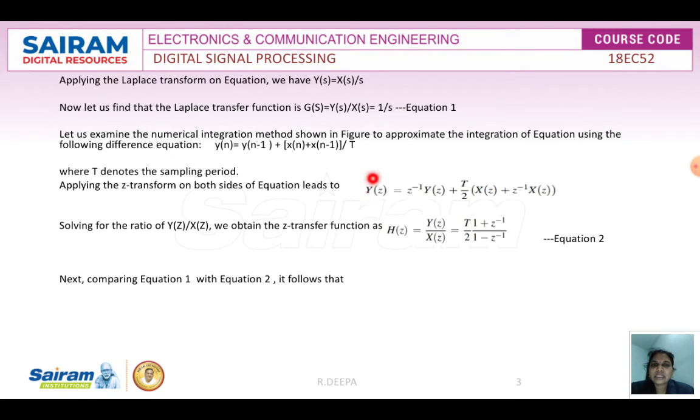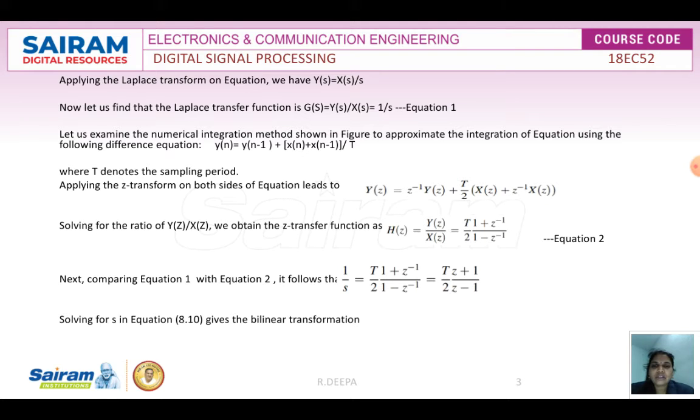Now let us compare equation 1, the Laplace transform we obtained, with equation 2, the z transform. G of s is the transfer function, and H of z is also a transfer function. If we equate these two equations, we get s equals 2 by T times (1 minus z inverse) divided by (1 plus z inverse). Converting z inverse as 1 by z and simplifying, we get the form 2 by T times (z minus 1) divided by (z plus 1). So now we will solve for s here.